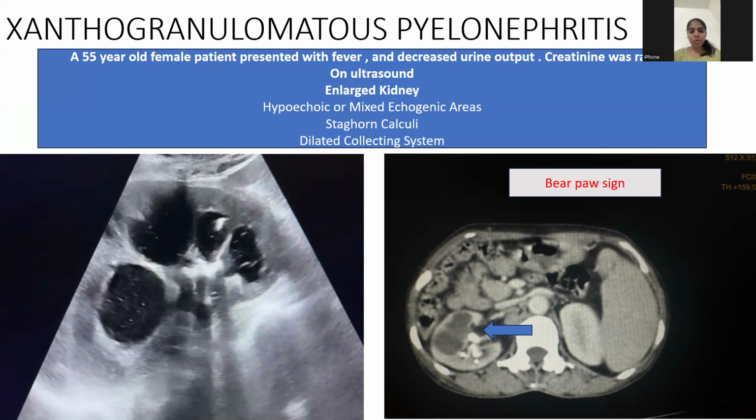On CT, it showed a renal pelvic calculus with upstream dilatation of the pelvicalyceal system, and the dilated pelvicalyceal system appeared like the paw of a bear, showing the bear paw sign. This is most classical of xanthogranulomatous pyelonephritis.